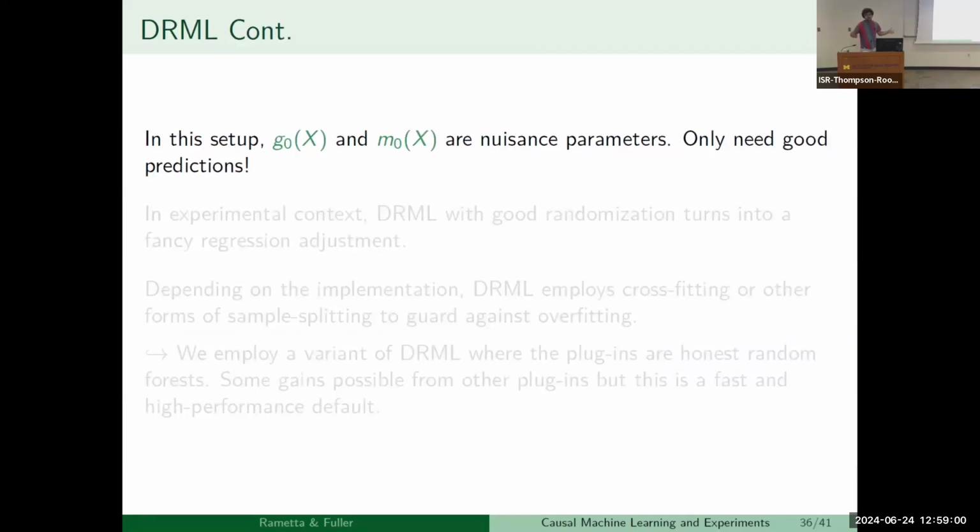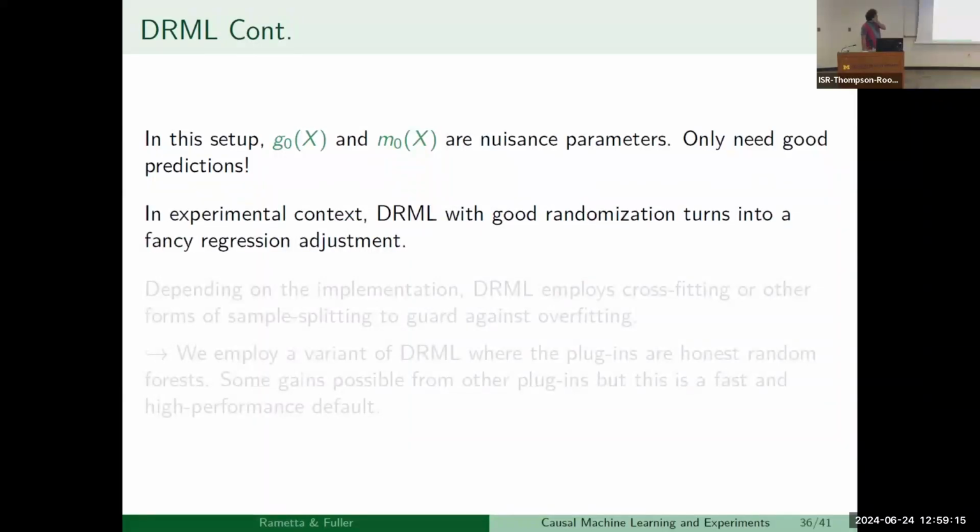We don't really care about them. We just know that they bias our estimates if we're not able to predict them well and basically drop them from our models. So the goal here is we only need really good predictions. And that's when we leverage machine learning, much better at prediction than parametric options. And so in the experimental context, if you have good randomization and there's not any significant issues, this just turns into a fancy regression adjustment.